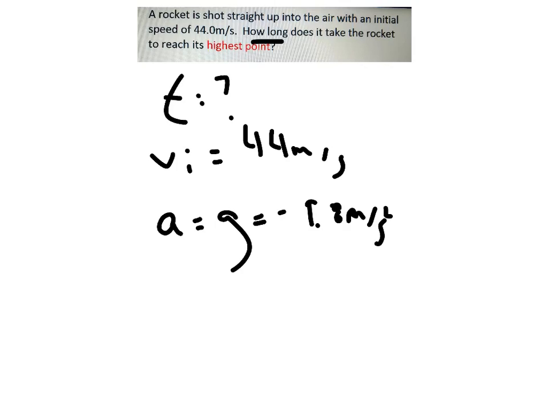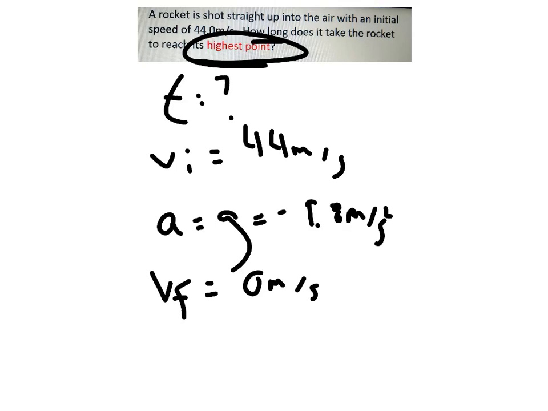Now the other thing, just to give you a hint, I put it in red, highest point. When an object, whatever it is, reaches its highest point after being thrown vertically, it stops, speed-wise, for a split second. Its final velocity at that point would be 0 meters per second. Because, again, it goes up.